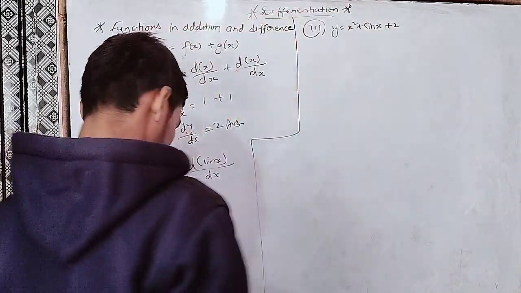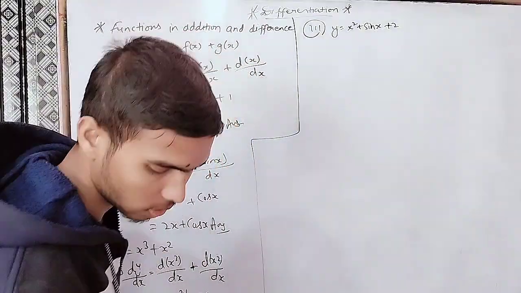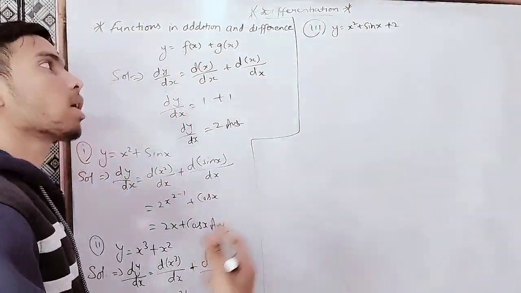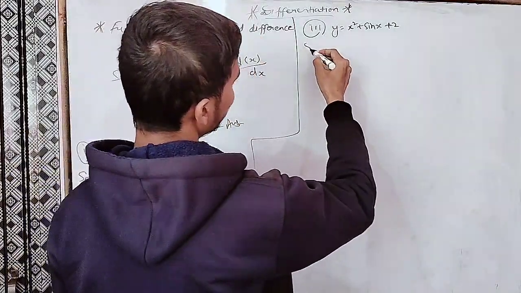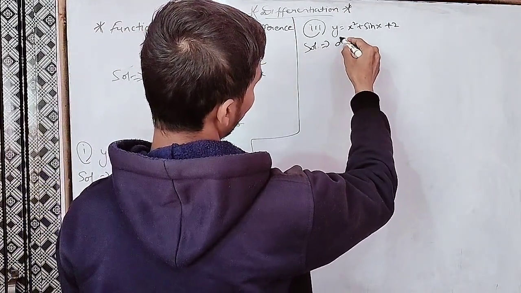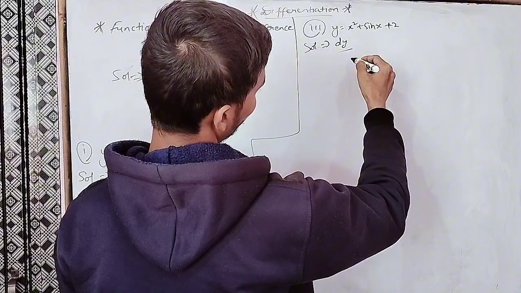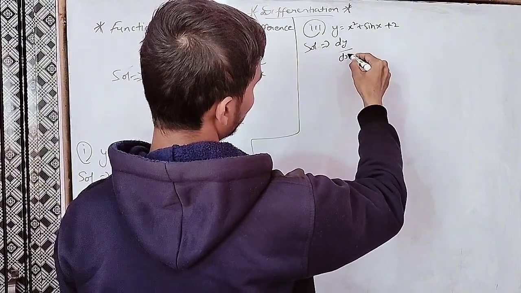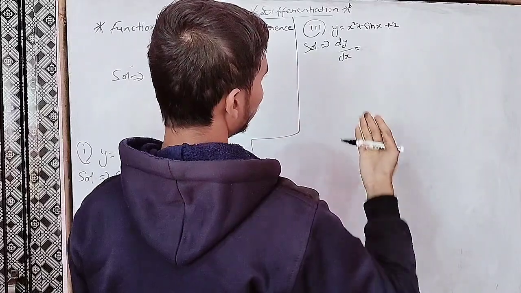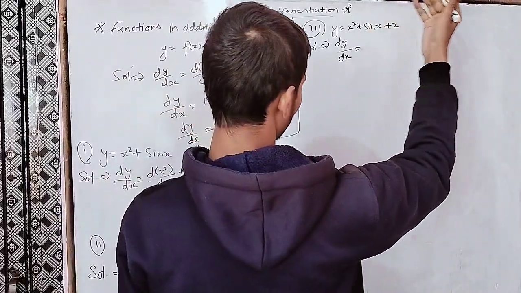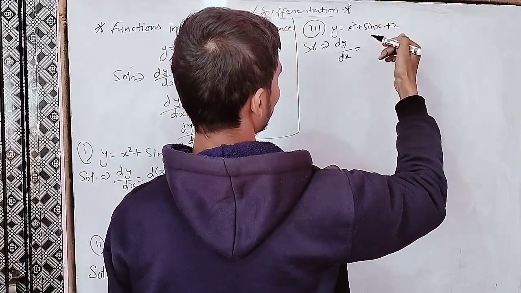Now we have y equals x square plus sin x plus 2. We have to do differentiation as well. So first of all, we will do a differentiation of x square, then sin x, then plus 2.